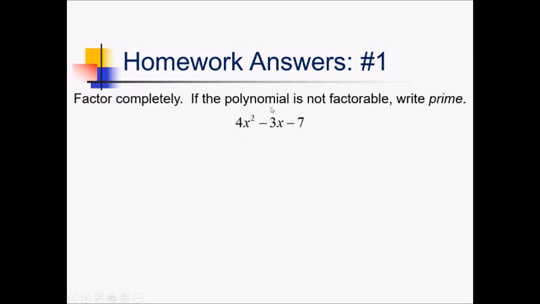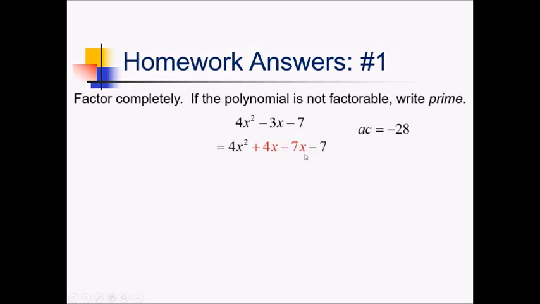So we've got 4 times -7 to give me an AC value of -28. Then I'm going to look for factors of -28 that add up to -3. So we've got 1 and 28, 2 and 14, 4 and 7 looks like it's going to do the job if I have +4 and -7. So I'm going to split up this -3x into +4x minus 7x.